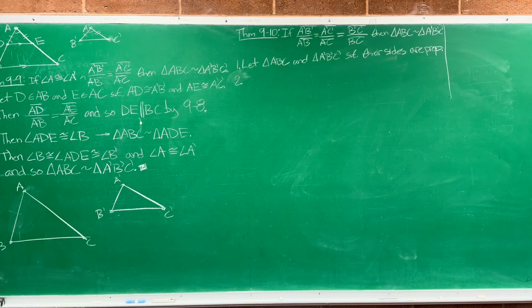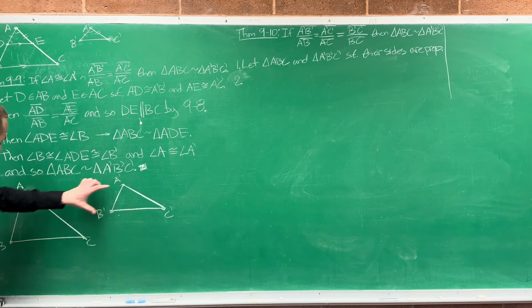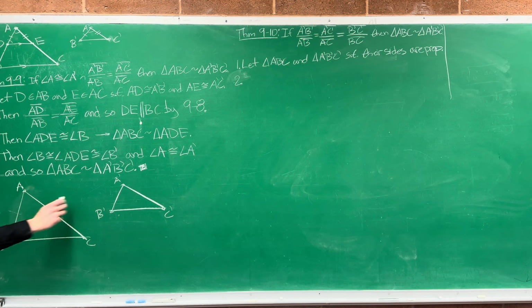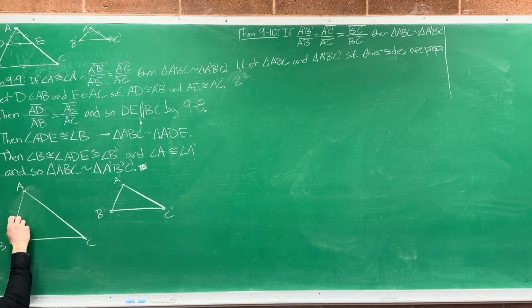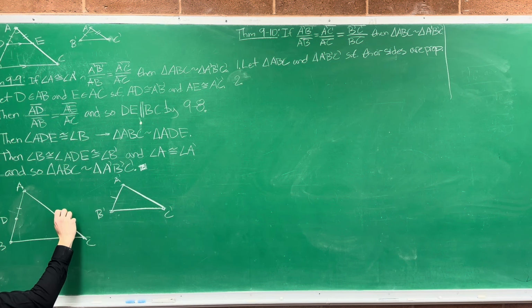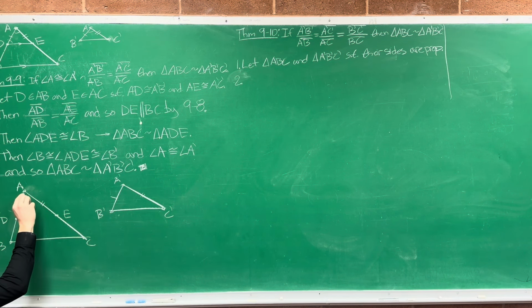So I'm going to start by doing something similar to the other one. I may mark on this triangle the point D over here, so that this is congruent to that. And then I'll mark E so that this is congruent to this. Notice this time we do not have that those angles are necessarily the same.